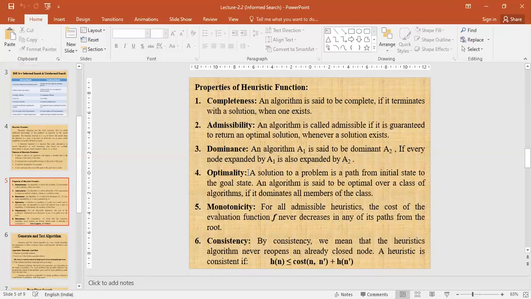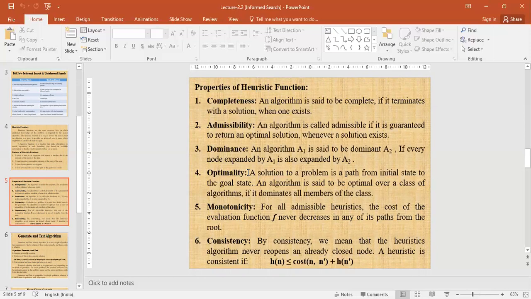Some important properties of heuristic function which evaluate its performance are, first, completeness. An algorithm is said to be complete if it terminates with a solution when one exists. Admissibility. An algorithm is called admissible if it is guaranteed to return an optimal solution whenever a solution exists.